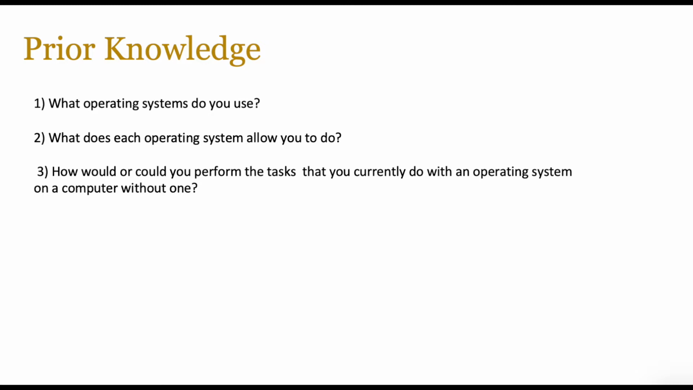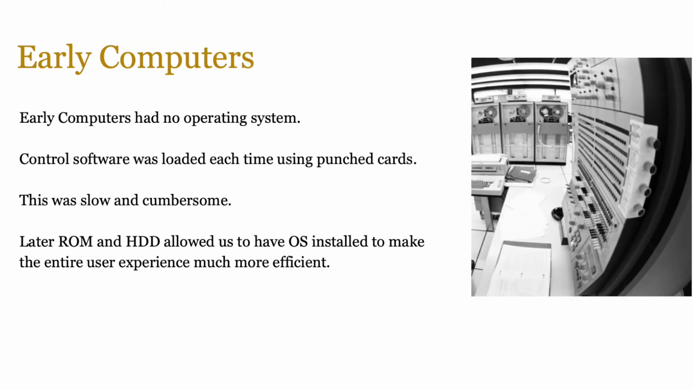So think about those things, and it's just to get your mind going about how sometimes operating systems become secondary. We use them, but we never think about them. Especially think about your microwave. It might have some instructions built in, which might be very, very basic, but we use them all the time, but we never think about those. And we often think that they probably are hard coded into BIOS, as was the case with early computers, because early computers had no operating systems. Control software often was loaded each time using things like punched cards, and this was very slow and cumbersome.